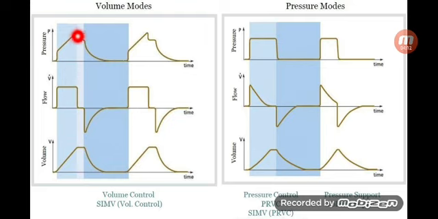You would expect the pressure against time curve to look like that usually, and the flow against time in volume target modes is usually square-like, although there are different types of flow against time. I'm not going to go through a lot of details, and the volume against time will go like this, and we're going to go through details in the next couple of slides.